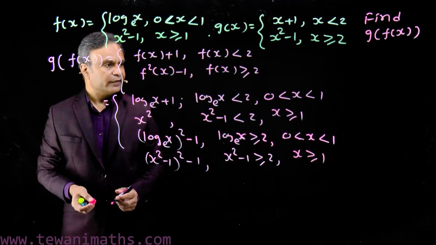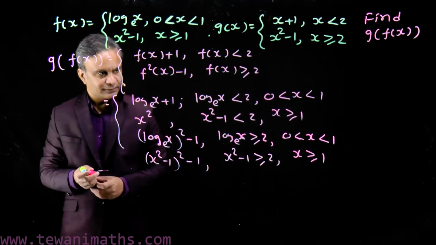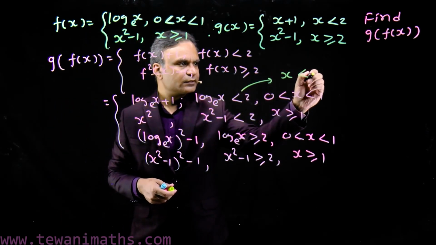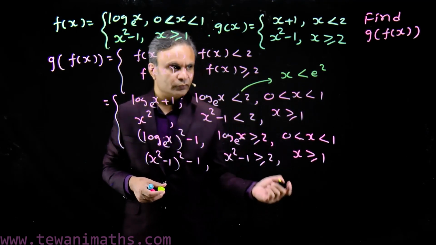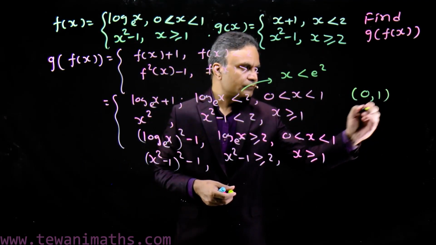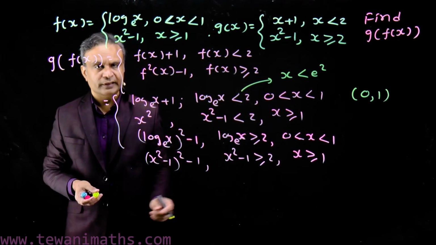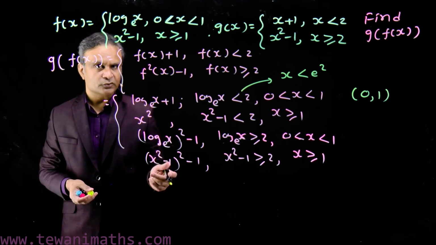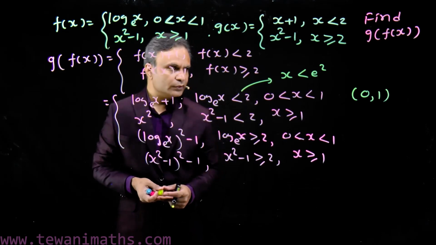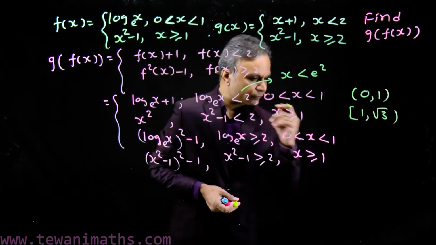Okay, now we take intersection of solutions. From this we have x less than e square. यहाँ से हमें मिलेगा x less than e square, and e square is more than 1. So intersection will be open interval 0 to 1. Okay, and from here we have x square less than 3. x square less than 3 means x belongs to minus root 3 to root 3. Also x is greater than or equal to 1. So here we have interval closed 1 to open root 3.